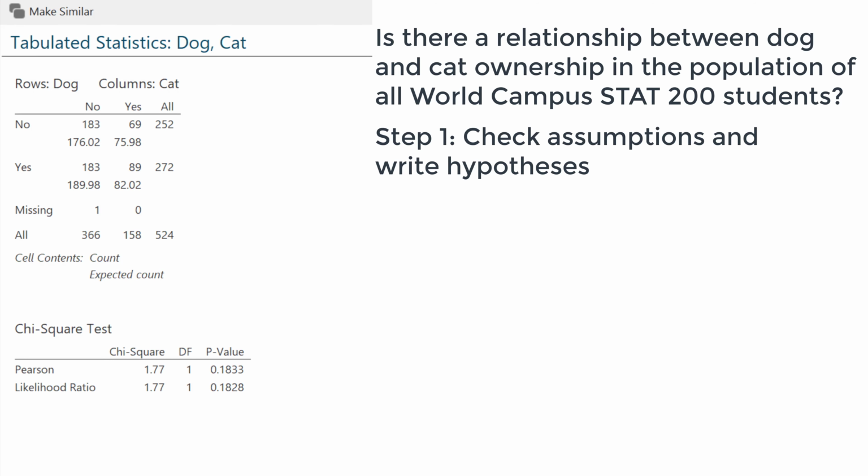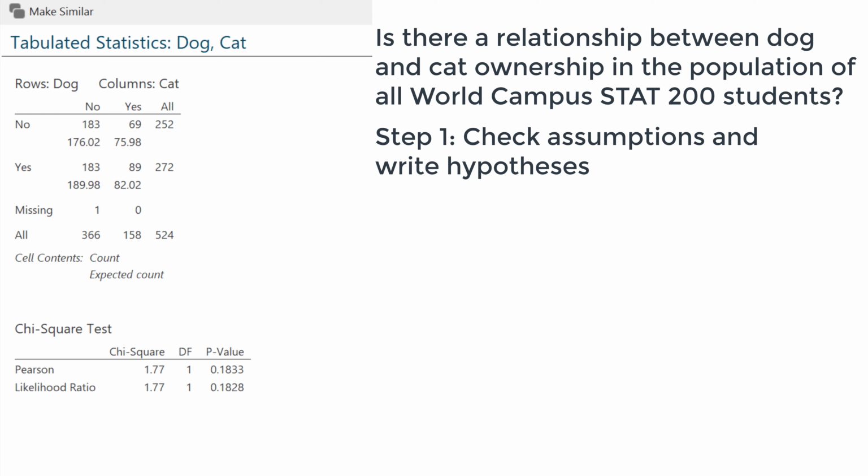The first piece of output we have is our contingency table. In each cell, we have the observed count on the top, so the actual number that occurred in our sample. And below that, in each cell, we have the expected count. All of our expected counts are at least 5, so we can use the chi-square distribution.